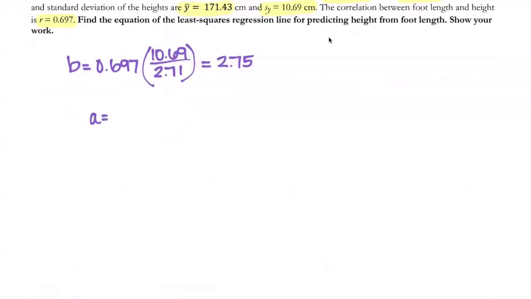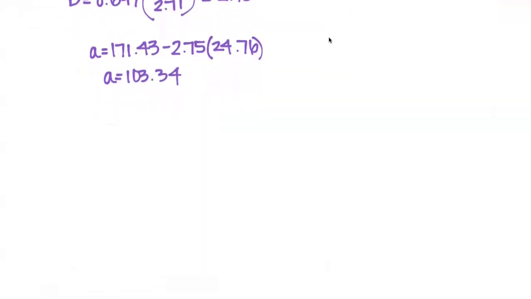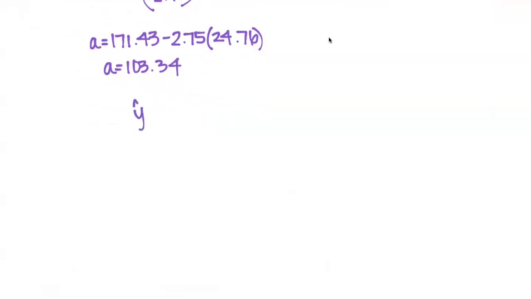Then I'm going to go ahead and solve for A. So for A, I'm doing the mean of my Y, which is 171.43, minus the slope I just found, 2.75, times the mean of my X, so 24.76. And you can plug all of that in to get your value of A, which is 103.34. And then we can write our final equation. The final equation looks like this: 103.34 plus 2.75x.